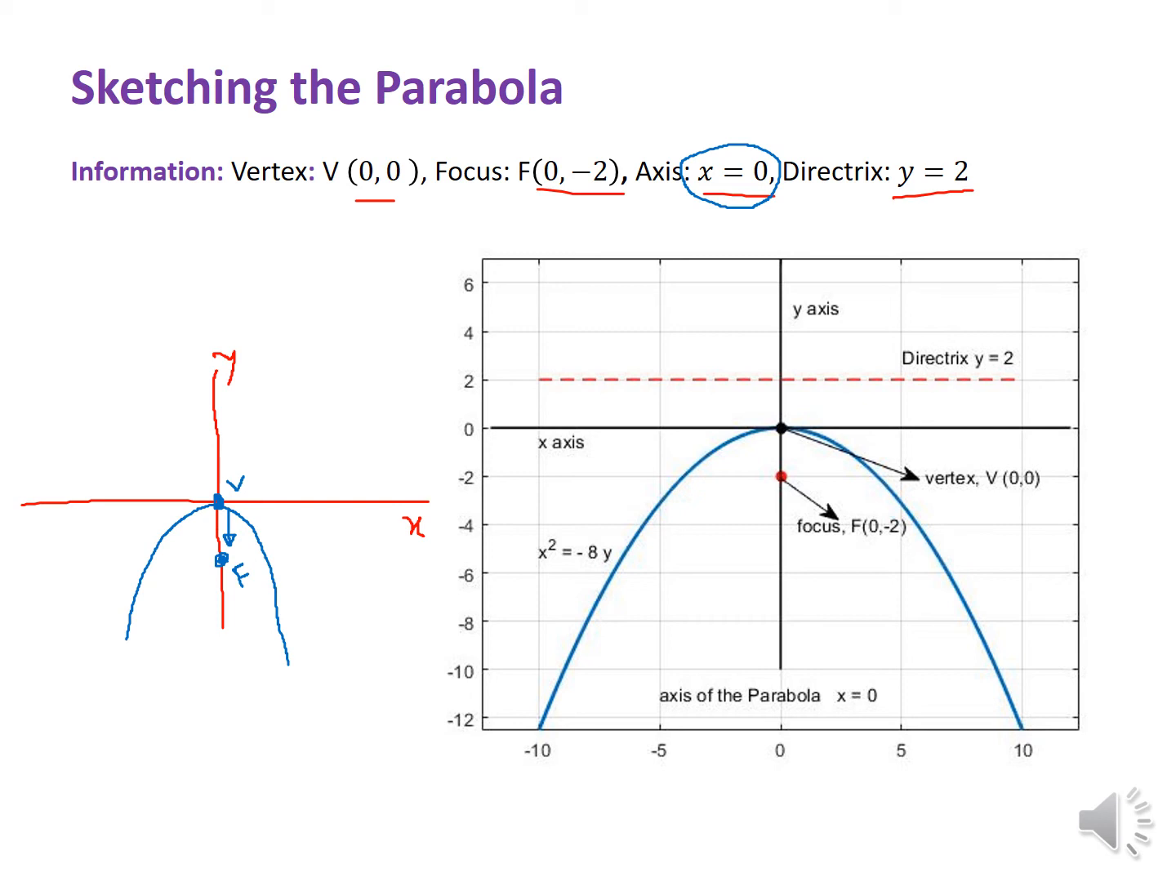So this is the axis of the parabola, and the directrix of the parabola will be what? y is equal to 2. So this is our, say, y equal to 1, and this is our y equal to 2. In this direction we have a straight line which is the directrix of this parabola. So in this way we can sketch a parabola.